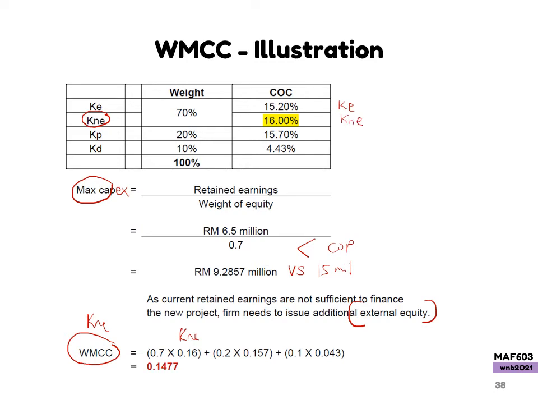So, kalau kita nak cari WACC, kita pakai KE untuk equity, dan kalau kita nak kira WMCC, kita akan kena pakai KNE. So, nak guna antara dua ni, korang kena compare dulu dia punya maximum capex. Cukup or sufficient or not to finance or to cover the cost of the new project.